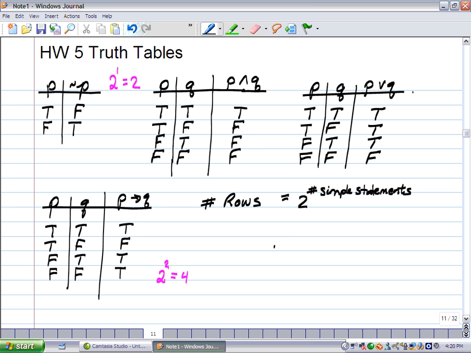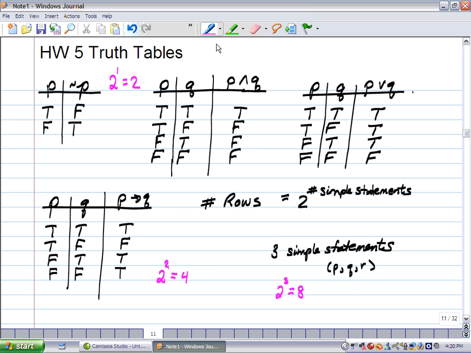What if we had 3 simple statements? P, Q, and R, for example. Then we would have 2 to the 3, which would be 8. So there would be 8 rows.